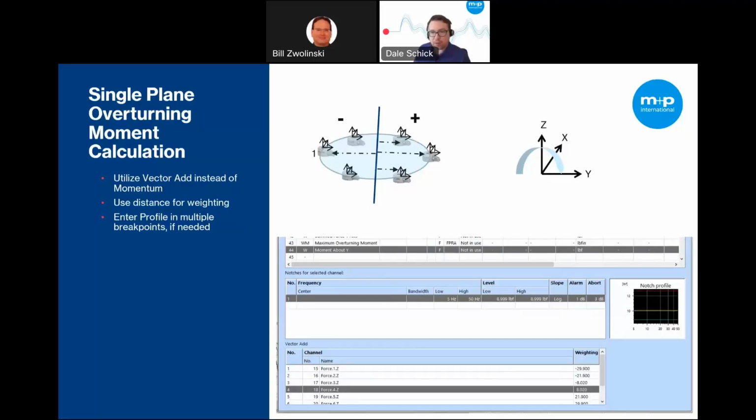For single plane overturning moment, you can actually still use the vector add function, but in the software, you would enter the weighting values as their distance about the moment datum, which is essentially the center of the excitation axis. And in this one, you are limited to only the n-axis energy, which is similar to doing a pairing or summing junction on the outside.